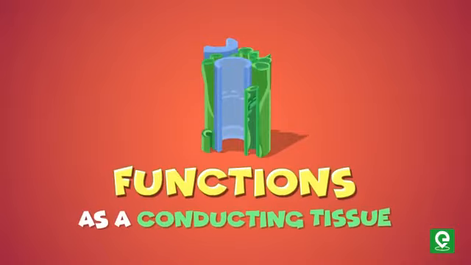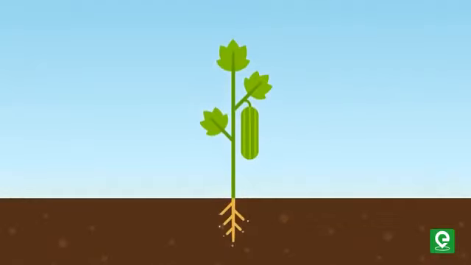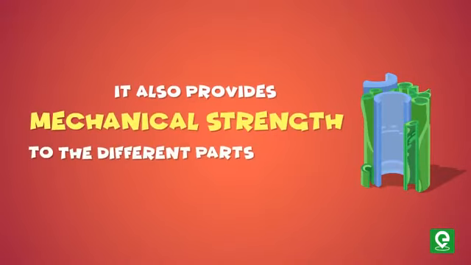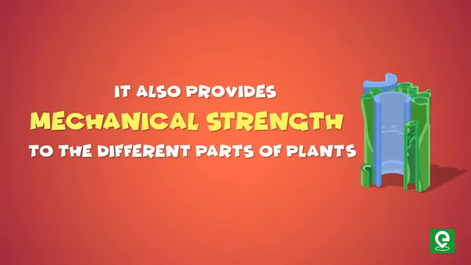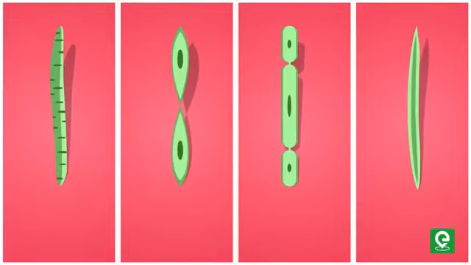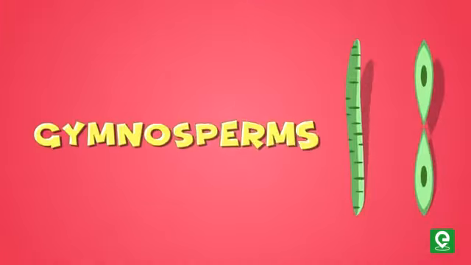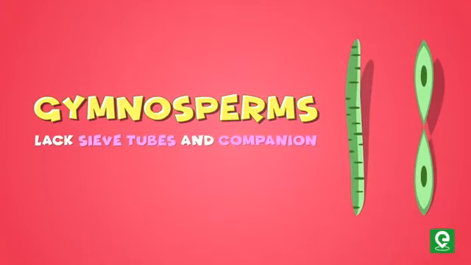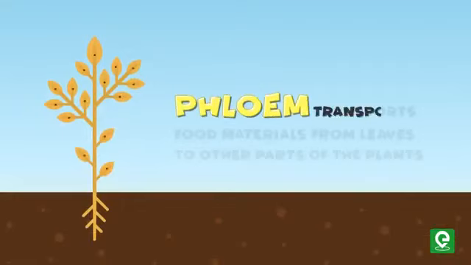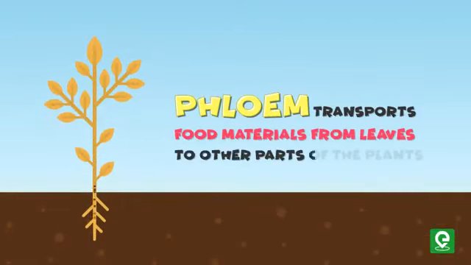Xylem functions as a conducting tissue for water and minerals from roots to the stem and leaves. It also provides mechanical strength to the different parts of plants. In angiosperms, phloem is composed of sieve tube elements, companion cells, phloem parenchyma, and phloem fibers. On the other hand, gymnosperms lack sieve tubes and companion cells in their phloem. Phloem transports food materials from leaves to other parts of the plants.